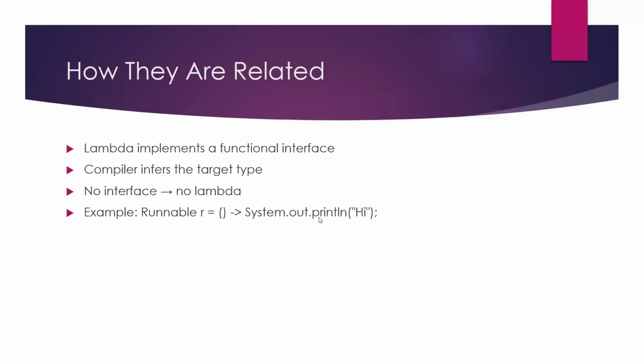How are functional interfaces and lambdas related? Lambdas implement a functional interface. The compiler infers the target type. If you don't have a functional interface, you cannot have a lambda. An example is the Runnable. So you have a Runnable interface where you output a behavior, which is to print "hi".